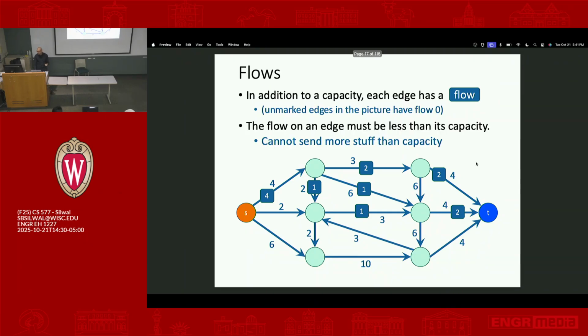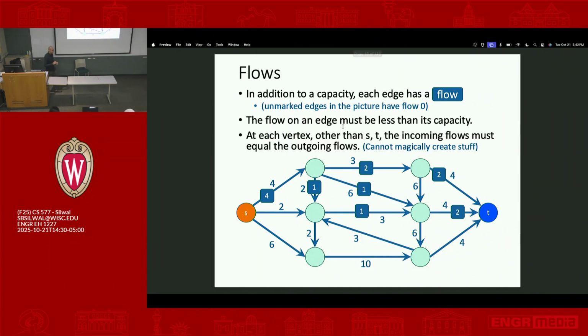A flow has to satisfy the following 2 things. First, the amount of stuff on an edge cannot exceed its cost, or the capacity of the edge. That's a pretty natural constraint. Here you see this edge has flow 1, and the maximum amount of stuff that can be on this edge is 2. And 1 is less than 2, so we're happy.